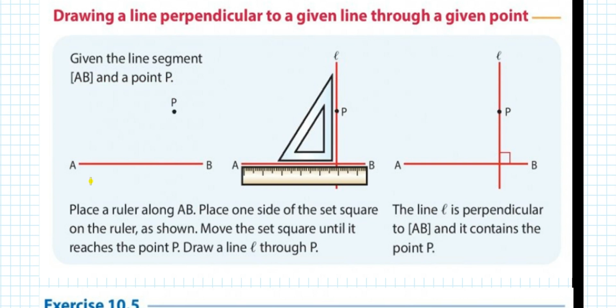If you want to draw a line that is perpendicular to this line, but contains the point P, you'd need to line your ruler up with the given line and use your set square to slide it. You can put your set square against your ruler and you can slide it along until it contains the point P, and then draw in this line L, which would be perpendicular. Also useful to draw in the fact that it's perpendicular.